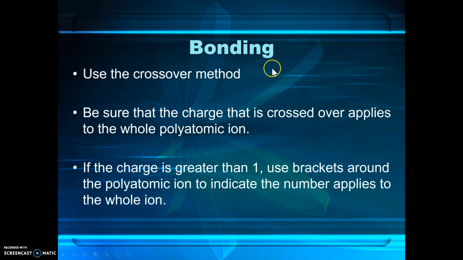So we're going to use the crossover method. Be sure that the charge that is crossed over applies to the whole polyatomic ion. If the charge is greater than 1, you're going to use brackets around the polyatomic ion to indicate the number applies to the whole ion. And I'm going to show you that.